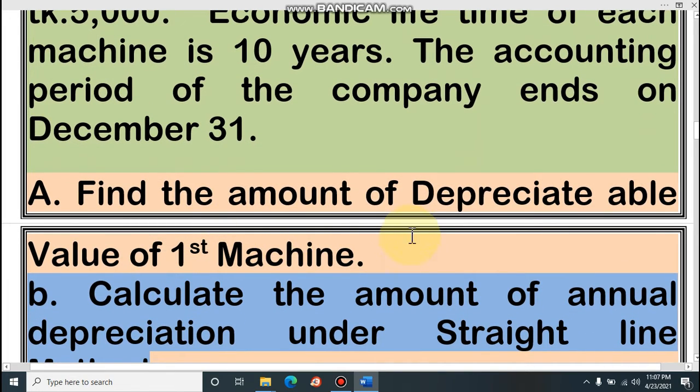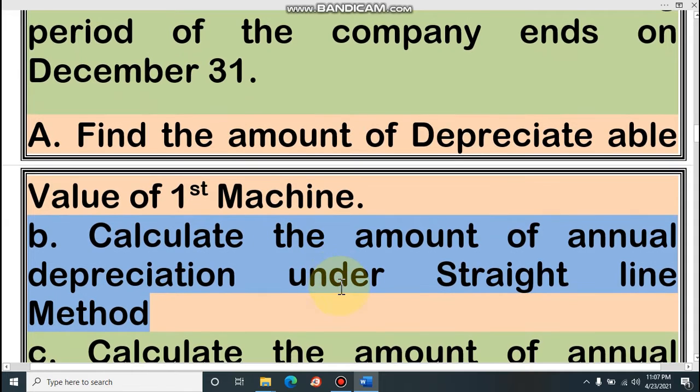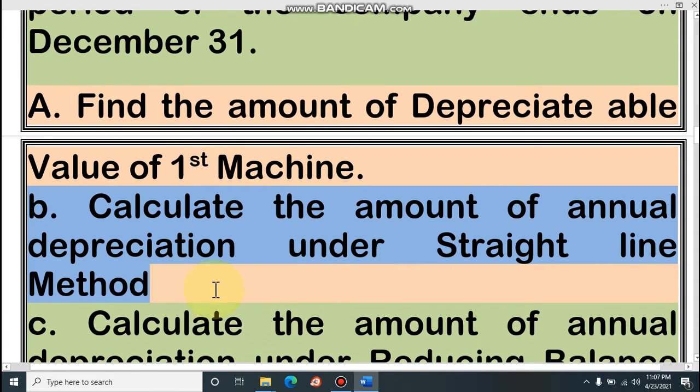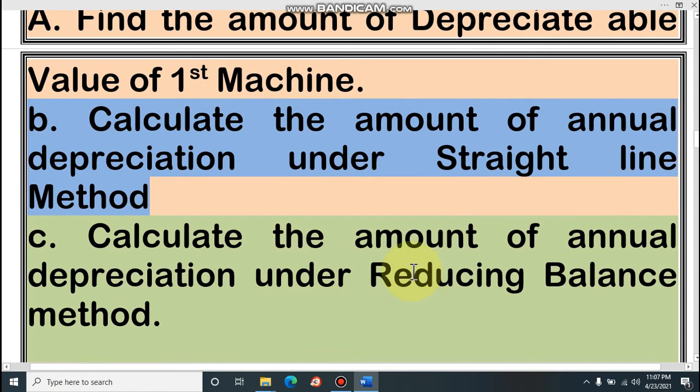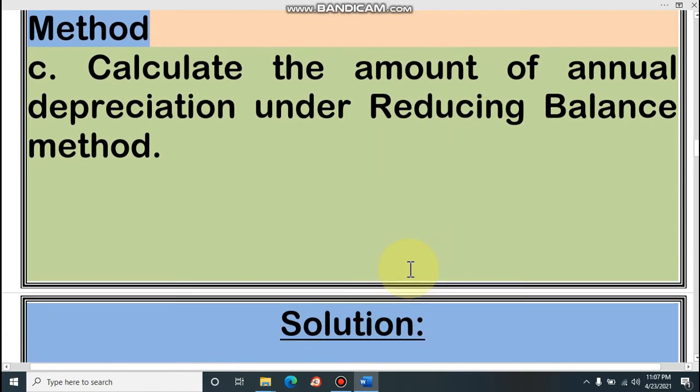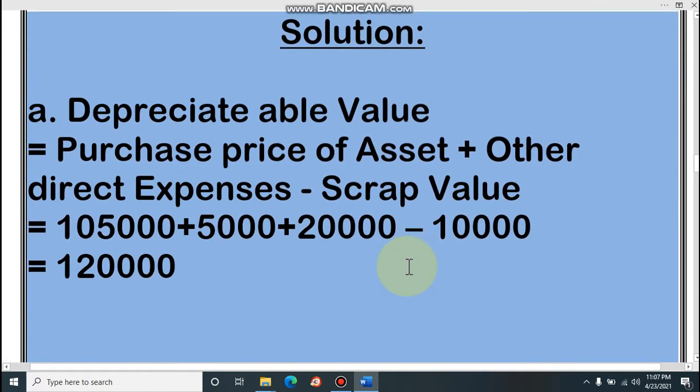Dear student, what do we have to do? We have to find the amount of depreciable value of the machine. We have to calculate the amount of depreciation in the straight line method. We have to calculate depreciation under the reducing balance method. Dear student, solution.